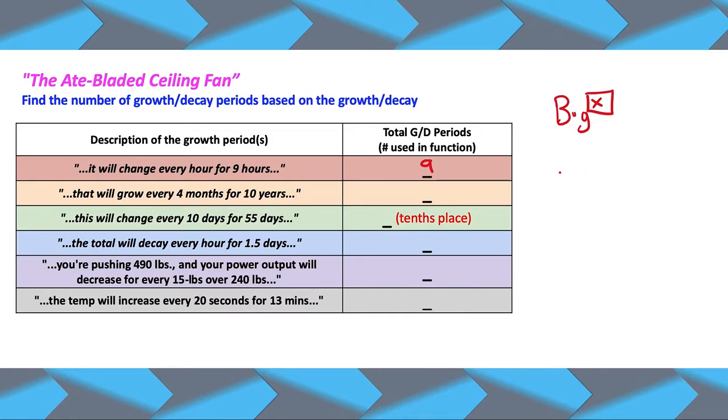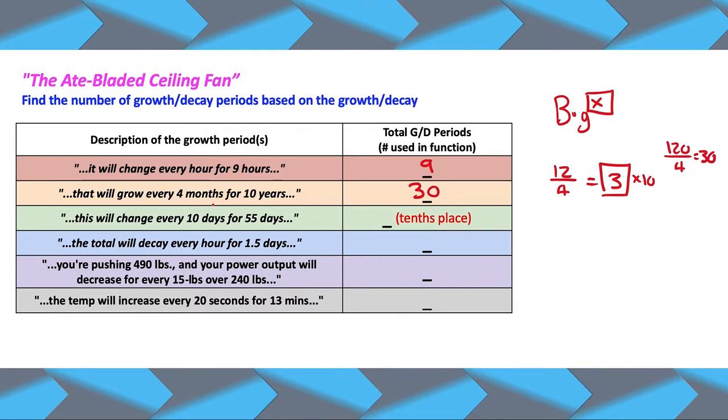There are a lot of ways to do this one. I like to think of it this way. How many times will 4 months go by in 1 year? There are 12 months in 1 year, so if you divide by 4, that's 3. So 3 growth periods will go by in 1 year, and we're talking about 10 years. If you take that times 10, you get 30 growth periods. Another way to do it: how many months are in 10 years? There are 120 months in 10 years. If you divide by 4, you also get 30.